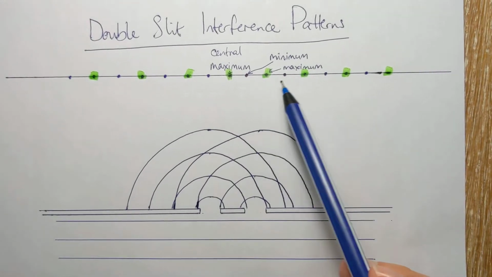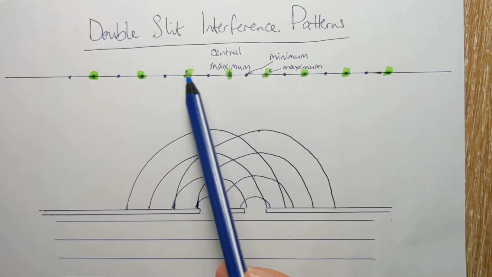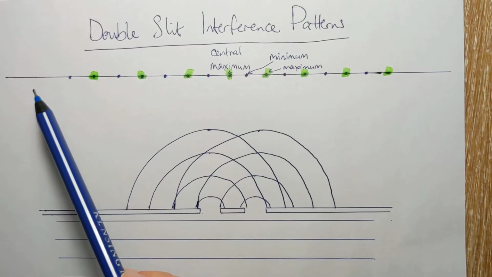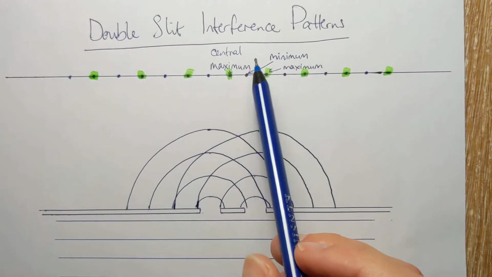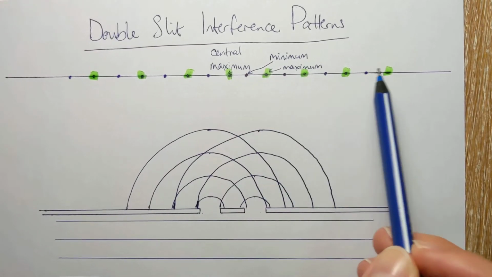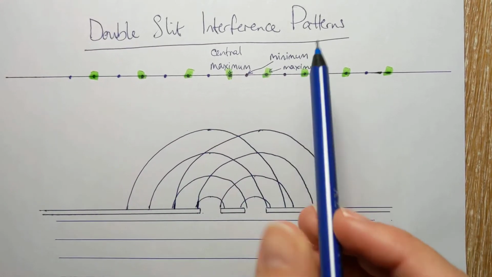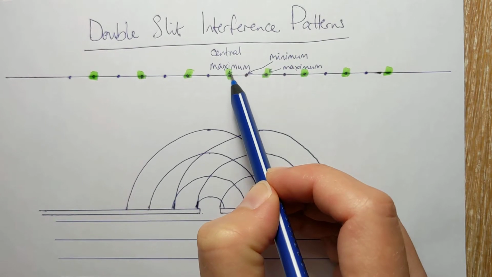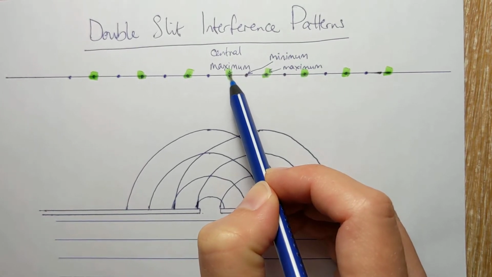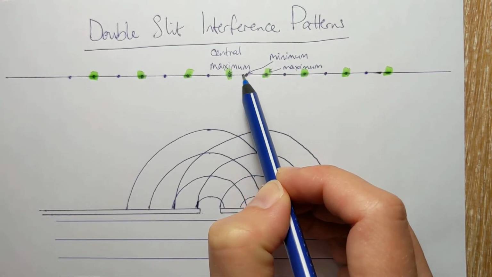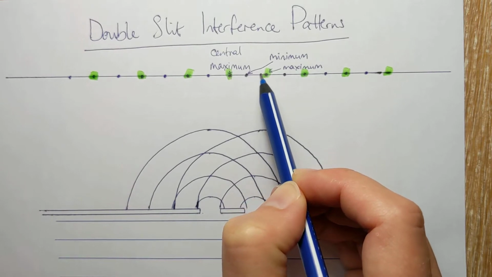Now, of course, this pattern keeps repeating all the way along, and there's a mirror image on the other side. And so what you get is a series of maxima with minima in between, and it's not a sharp cutoff, it's going gradually from maximum to minimum in that gap, and then minimum to maximum in that gap.